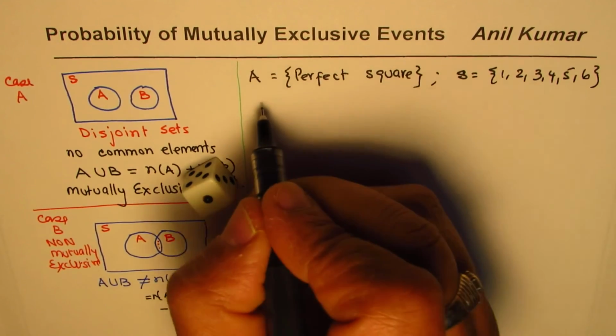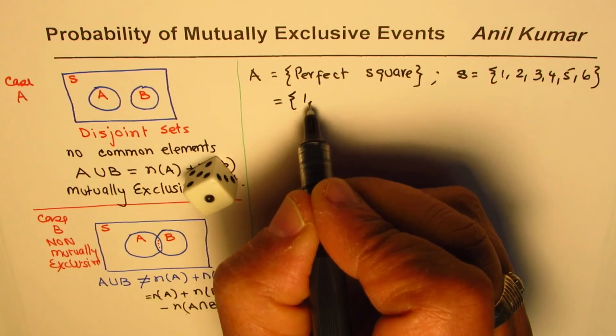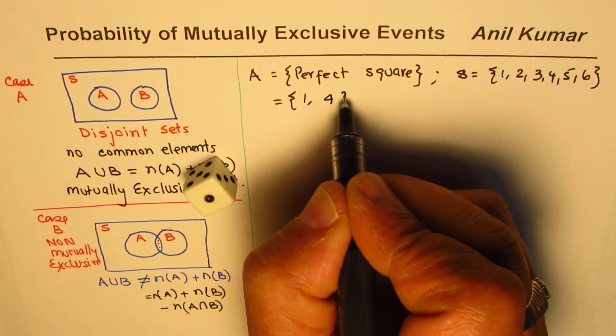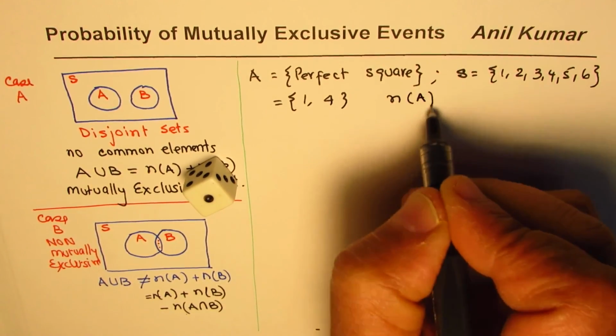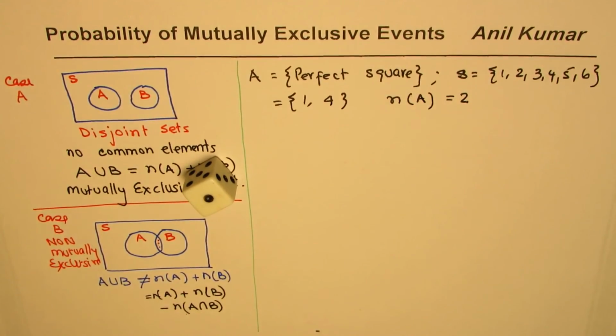Now, out of these numbers, which ones are perfect squares? Well, we have 1 as a perfect square, that is 1 squared. Then 2 squared is 4. So we got 2 perfect squares. So we can say the number of elements which are perfect squares is actually 2 for us. Good. Now let's take another event.